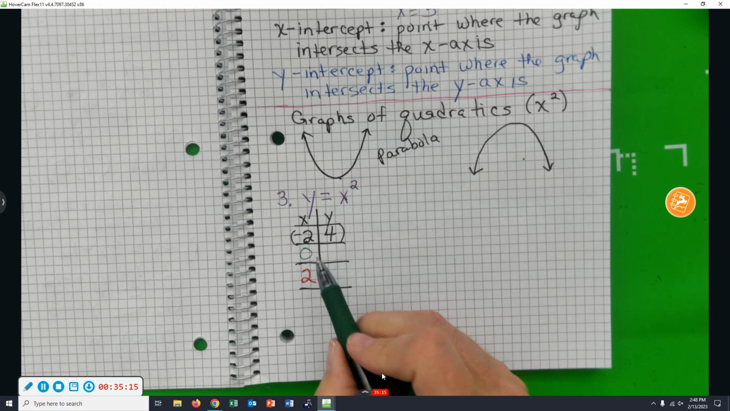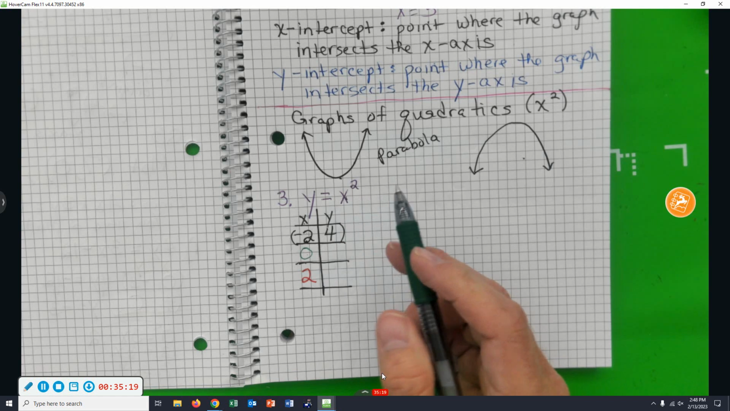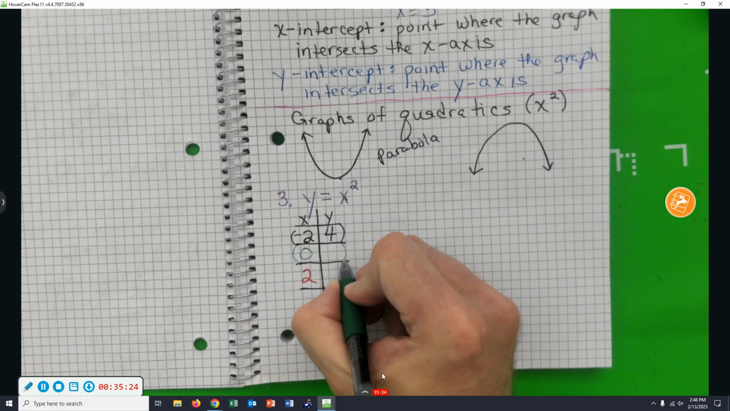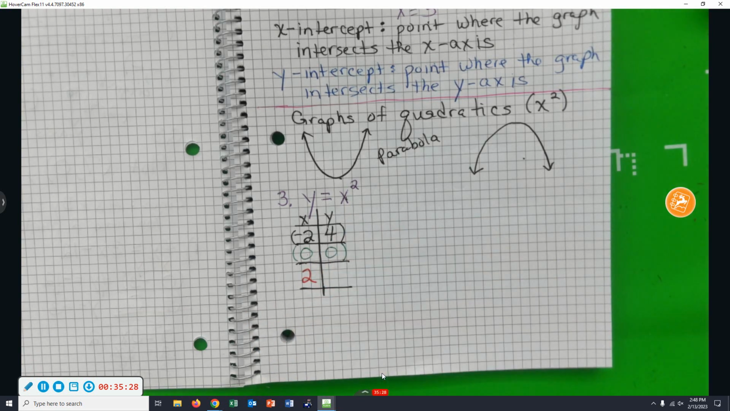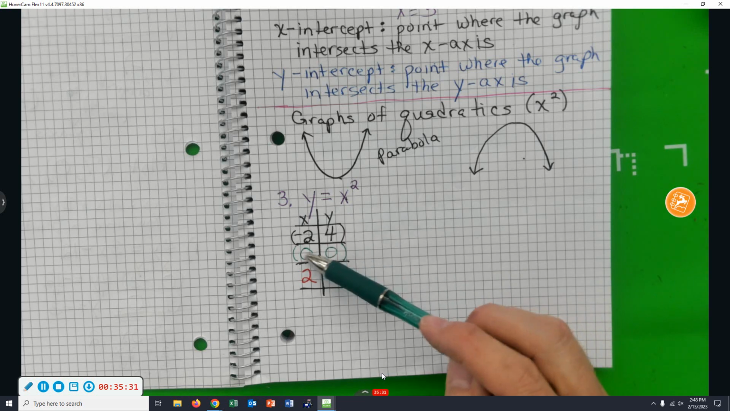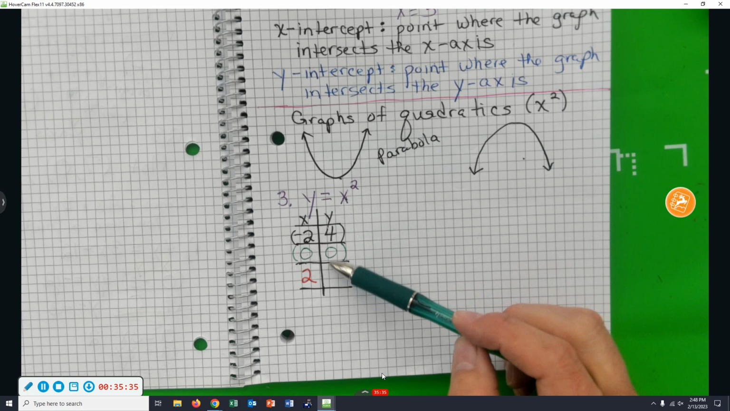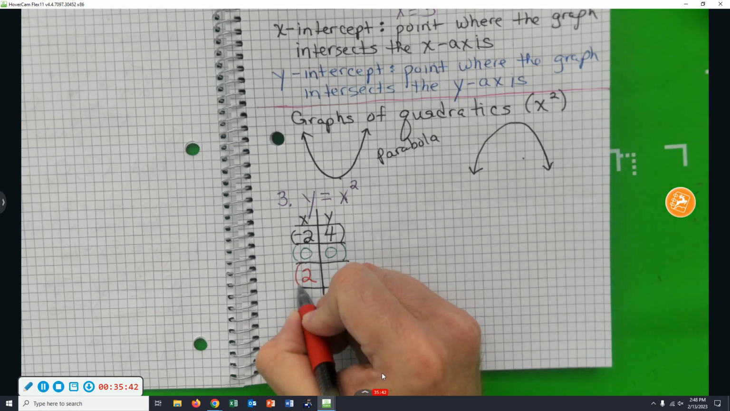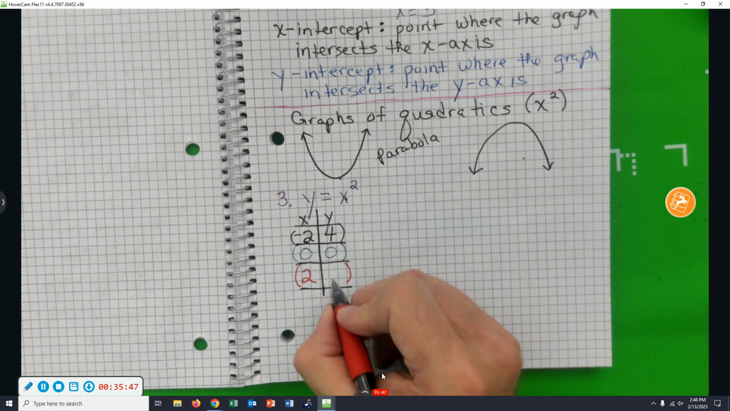Now, plug in the 0. 0 squared is just 0. There's not a lot of writing here. If you're thinking it looks like he's just writing down the answer, well, you take the 0, plug it in for x. 0 times 0 is 0. What about this red 2? What are we going to get for the y value? A red 4? 2 squared, 4.